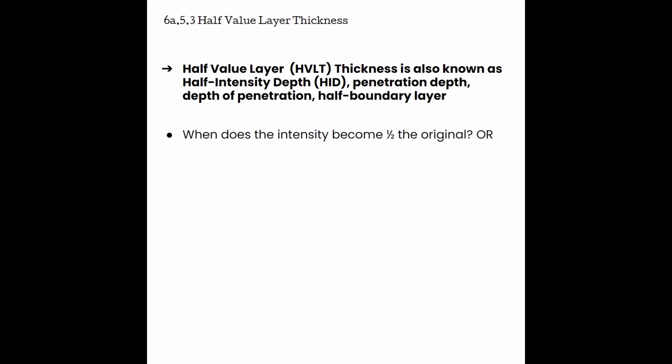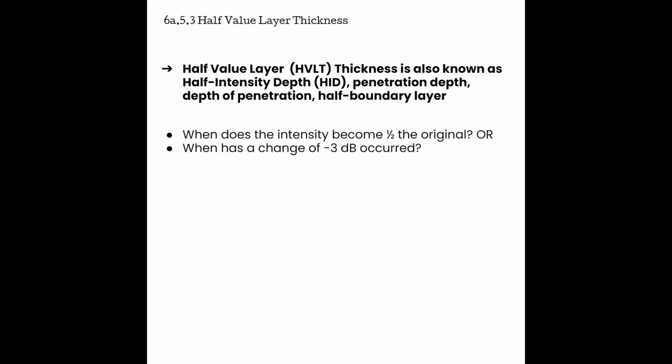Or another way to say the exact same thing is, at what depth has a change of -3 decibels occurred? Because remember, when we are half the original strength, that aligns with a -3 decibel change or a 3 decibel attenuation. Since the half value layer thickness is a distance, it comes with a unit of centimeters. In ultrasound, the clinical average is between 0.25 and 1 centimeter. So for most of our ultrasound equipment, by 1 centimeter, the intensity of the beam has been decreased by half.